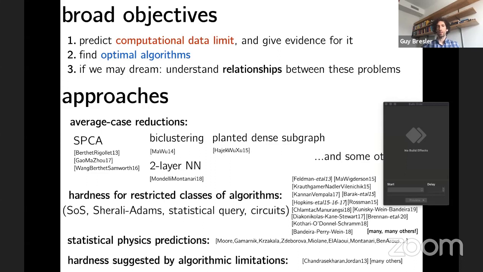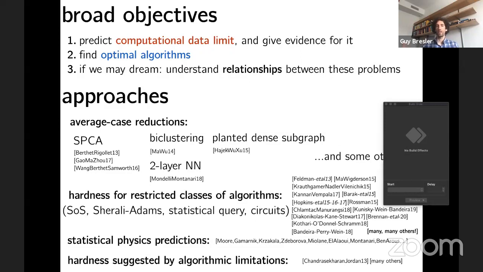Okay, so back to our broad objectives. We see how reductions allow us to achieve those at the high level. I should say, however, that there are a number of other approaches in the literature, actively researched by the community, that are aiming to do at least the first two of these, to predict the computational data limit and to find optimal algorithms. And the primary approach is to analyze the performance of restricted classes of algorithms.